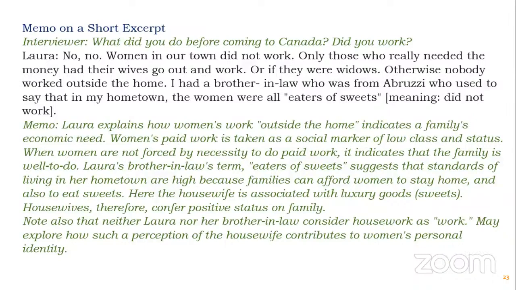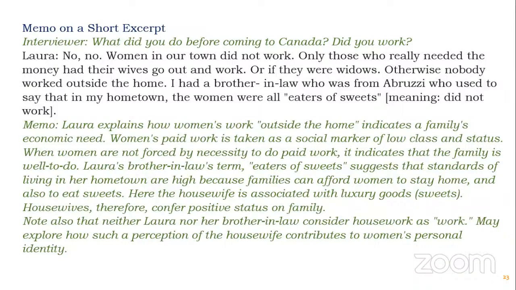Okay, of the transcript. So this is basic. It's like a researcher's note to himself or herself about how the researcher has perceived this Laura, or this interviewee Laura, or her brother-in-law. The next part, note also that neither Laura, this part is actually talking about the methodological aspects.